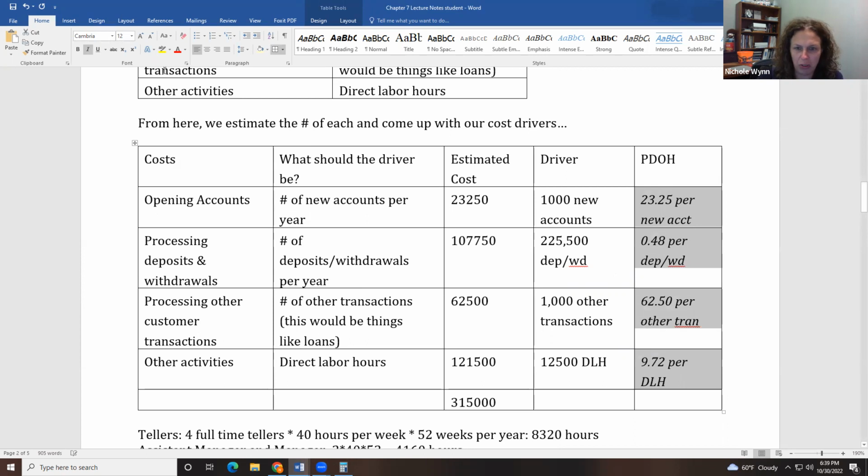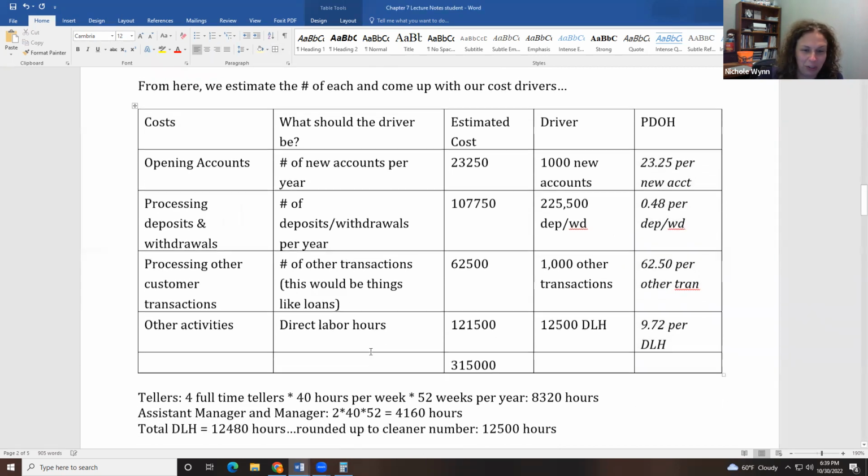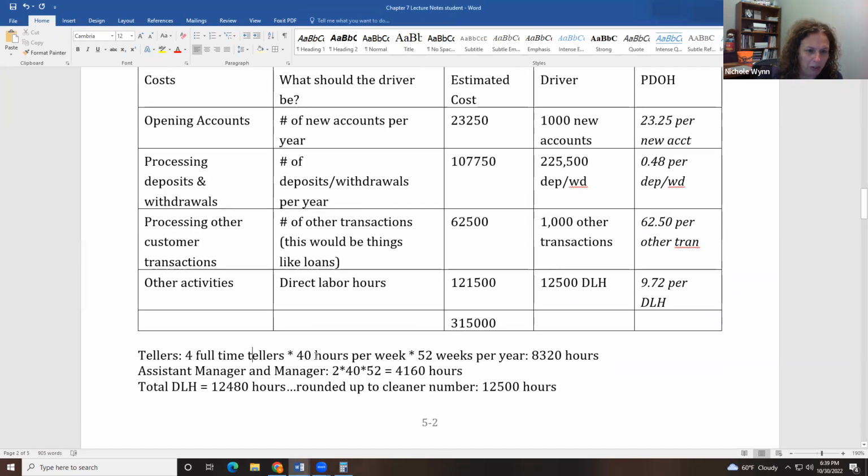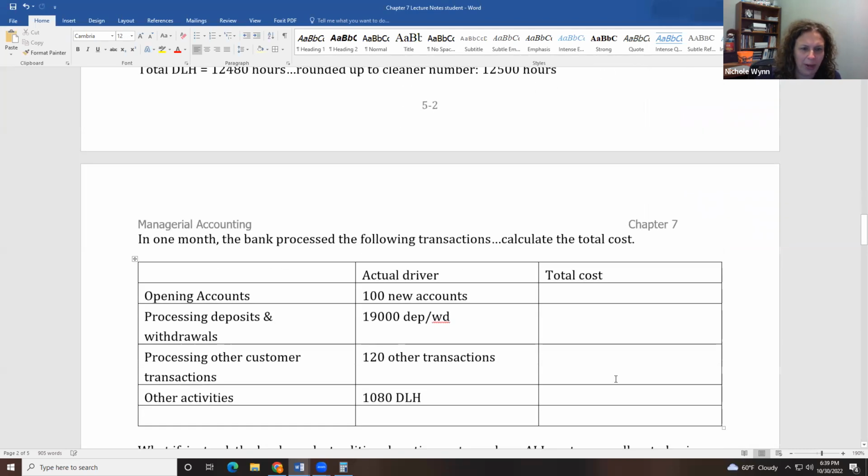We are going to use these rates to assign costs. And by the way, I didn't know how many direct labor hours, so let's say that's 4 full-time tellers and they each work 40 hours a week, 52 weeks a year. I did 8,320. And then assistant manager, 40 hours a week, 52 weeks a year, and I got 12,480. So I just rounded it up to 12,500 because I'm sure somebody works overtime at some point. So again, I'm just coming up with some rates. And so now I have my rates.